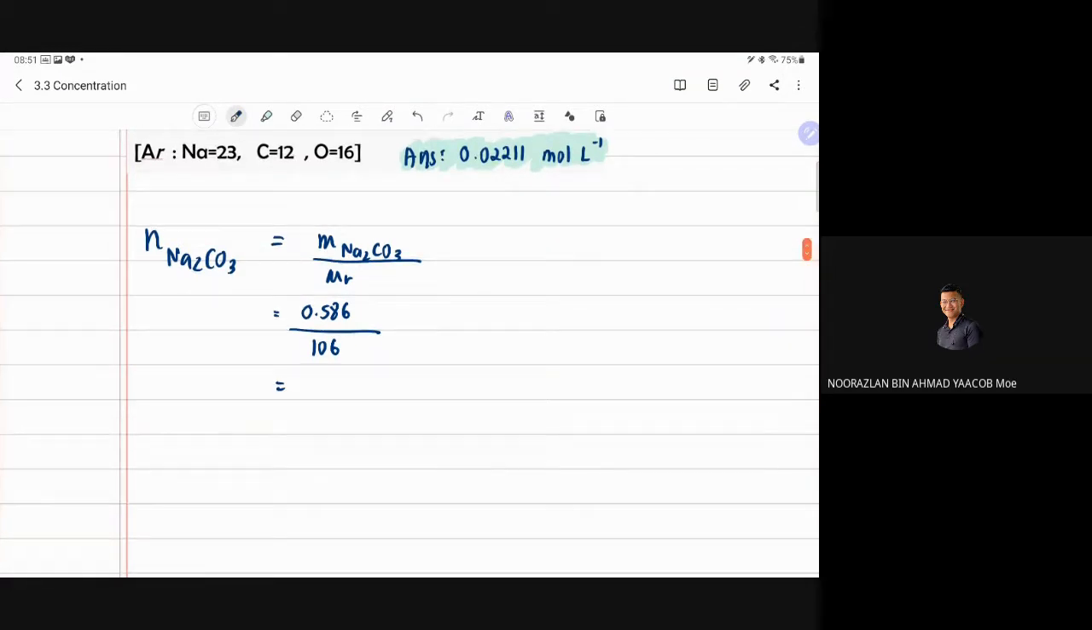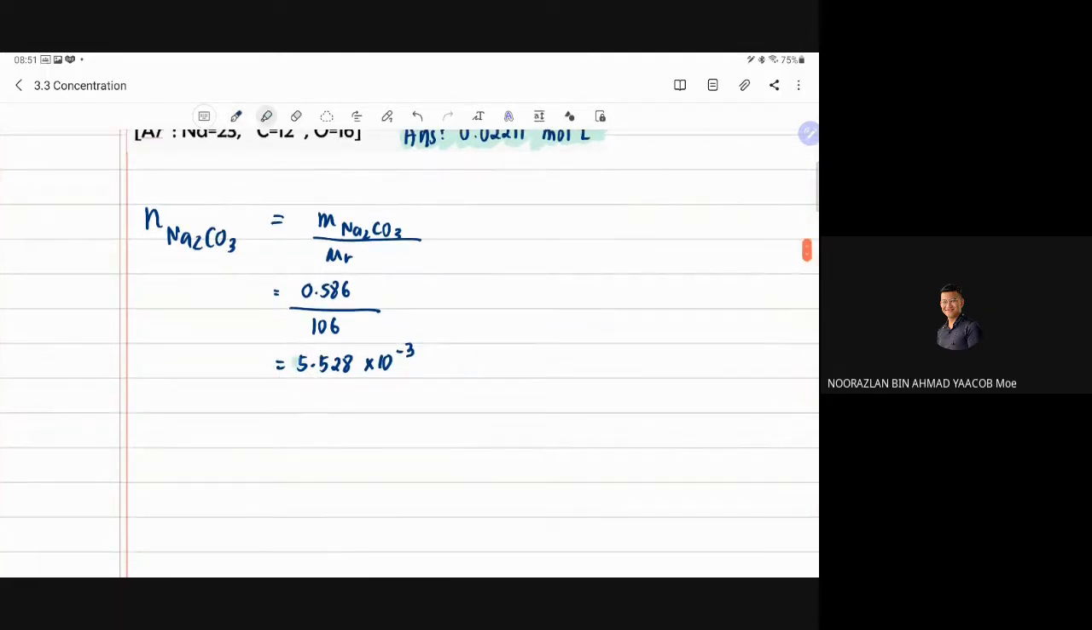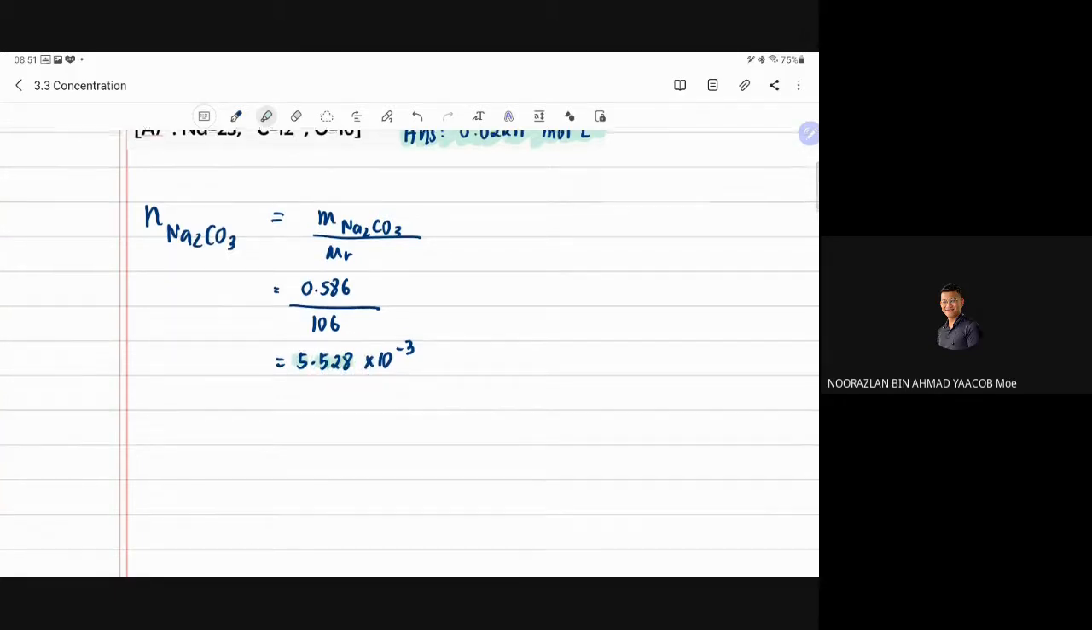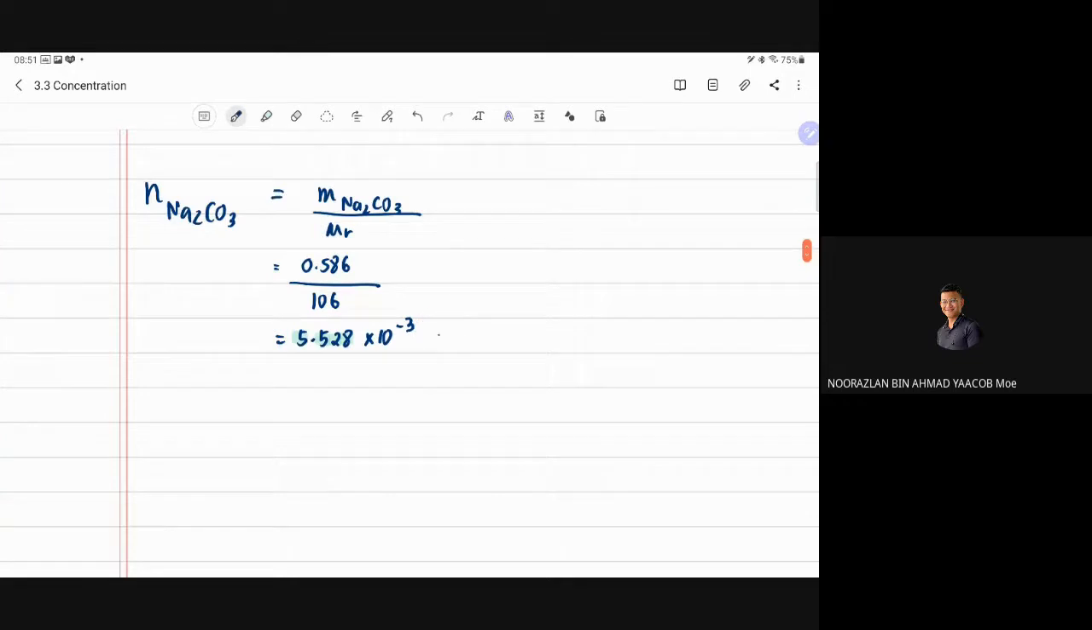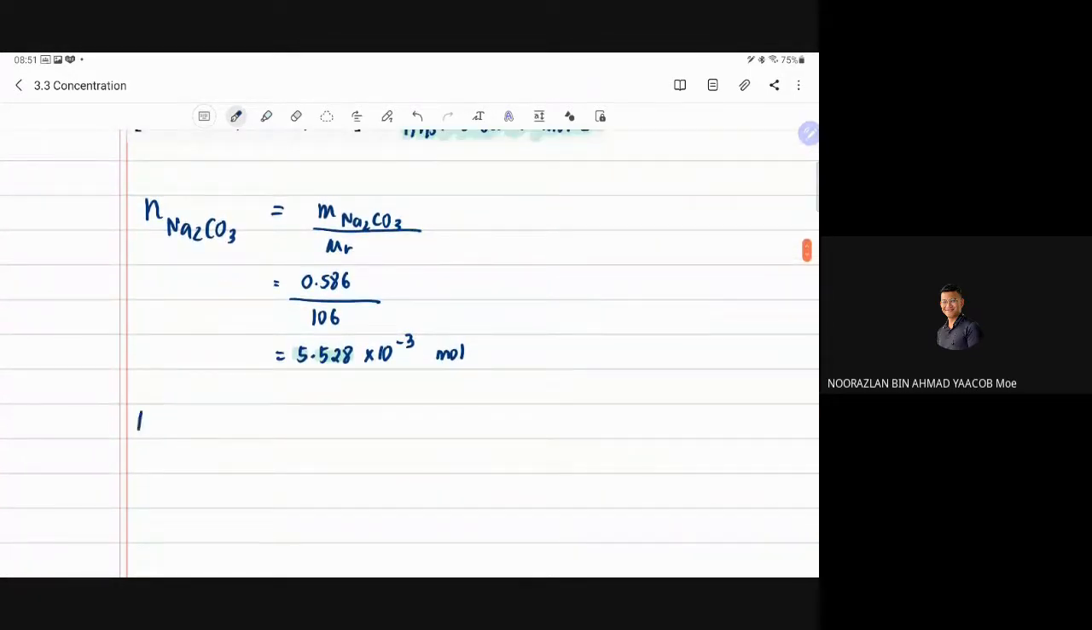We should get 5.528 times 10 to the minus 3. Okay. Nampak saya ambil 4 significant figure here. So this is 1 significant figure, 2, 3, 4. Okay. Don't forget the unit mole. And then the next one, to find the molarity.